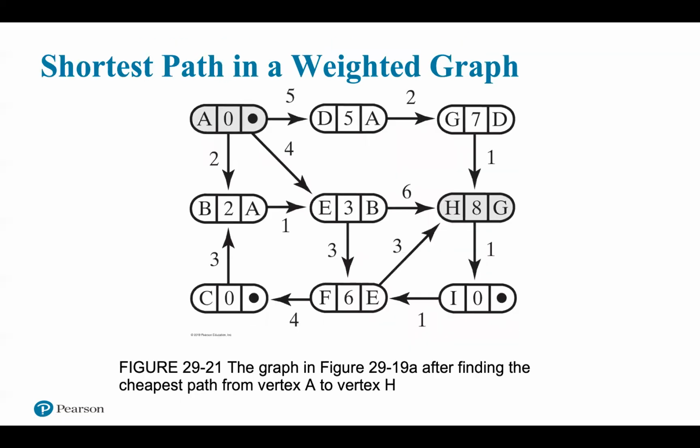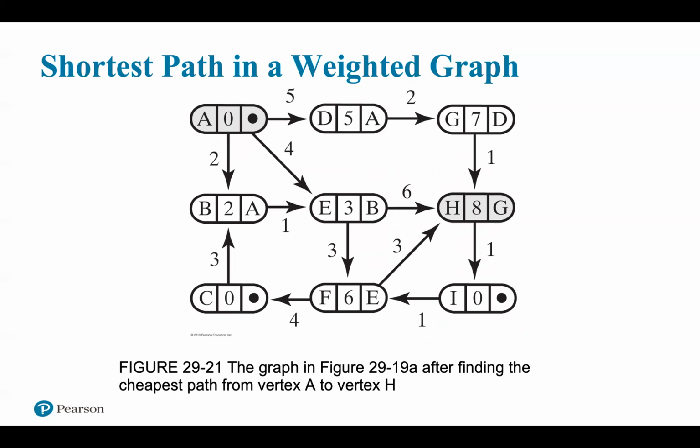So vertex A has three unvisited neighbors, B, D, and E. The cost of the path from A to each of these neighbors is 2, 5, and 4, respectively. These costs, along with A as the previous vertex, are used to create objects that are placed into the priority queue. The priority queue orders these objects so that the cheapest path is first.